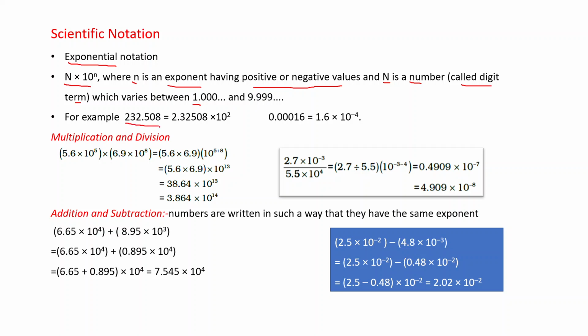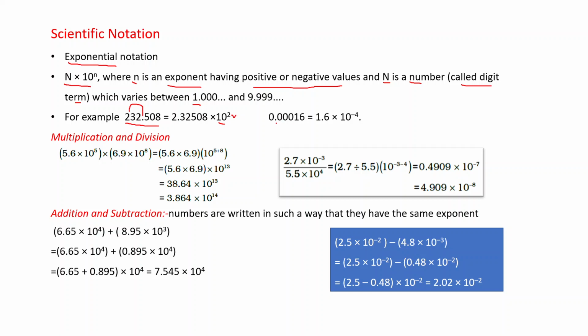For example, 232.508 can be written in scientific notation in this way. We have to shift this decimal two places to the left-hand side. That's why we have written 2.32508, and in the exponent form, the power of 10 is 2, so it is 10 raised to the power 2.